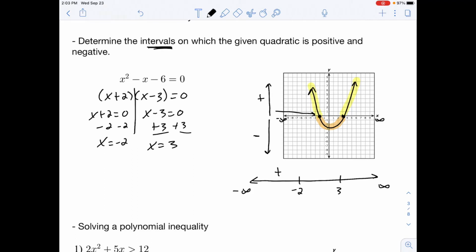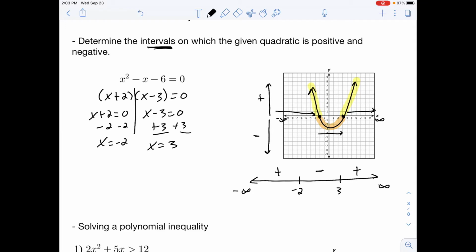And then as I go from negative 2 all the way to 3, the graph is below the x-axis, so that would be negative. And then from 3 all the way to infinity, I think you agree the graph is above, so that is positive.